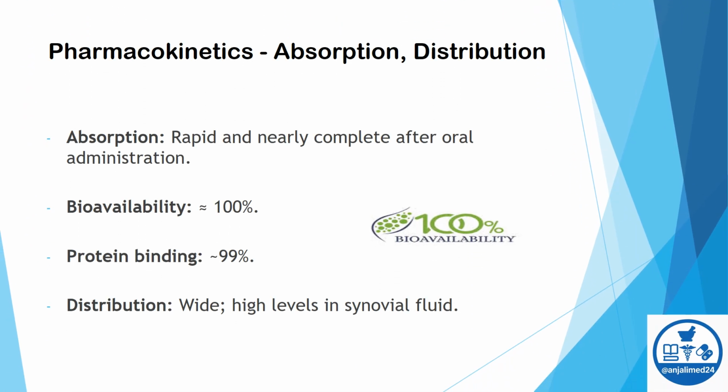Pharmacokinetics, absorption and distribution. Piroxicam is well absorbed orally and is not significantly affected by food. It binds to plasma proteins and reaches therapeutic levels in the synovial fluid, which shows efficacy in joint diseases.